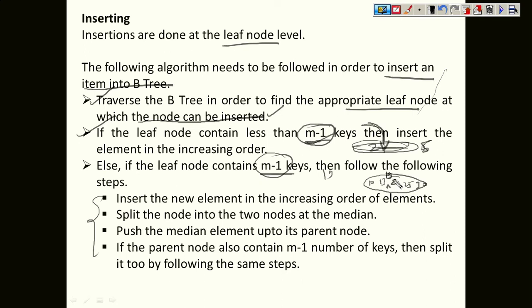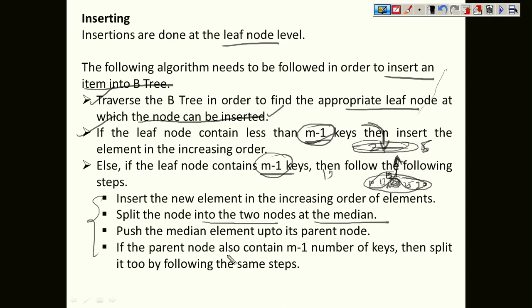For example, if this is the median, then we bring this 20 to the parent, and we divide this and this into 2 parts. Split the node into 2 nodes at the median and push the median element up to the parent node. So we divide this entire node into 2 parts, and this median value, which is the basis of division, moves to the parent node.